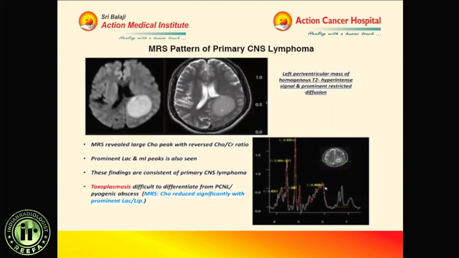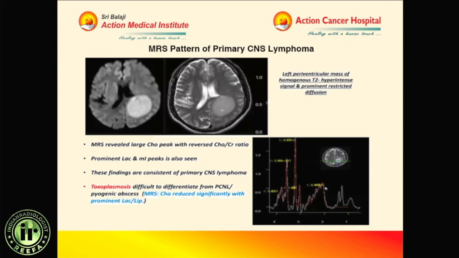Now, MRS pattern of primary CNS lymphoma. Now, we can see there's a lesion which is placed in the periventricular white matter with diffusion restriction. Why? Because it is highly cellular. So, when we put the spectro, what do we see? We see a lipid lactate peak, we see NAA is down, and choline is very high, and we also have an MI peak.